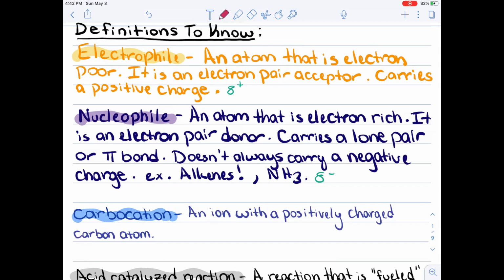A nucleophile. It'll be the opposite of an electrophile, whereas it is an atom that is electron rich. It is an electron pair donor and it carries a lone pair or a pi bond. And it doesn't always carry a negative charge. As we'll see with these reactions, your nucleophile will be the alkene. It could carry a partially negative charge as well.